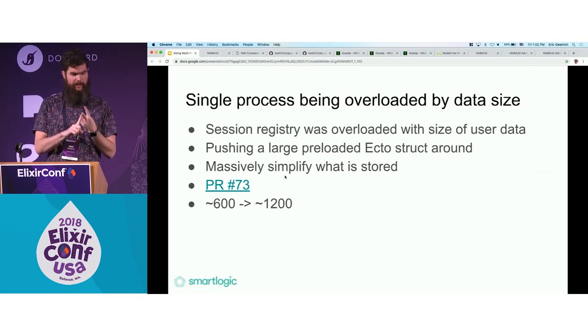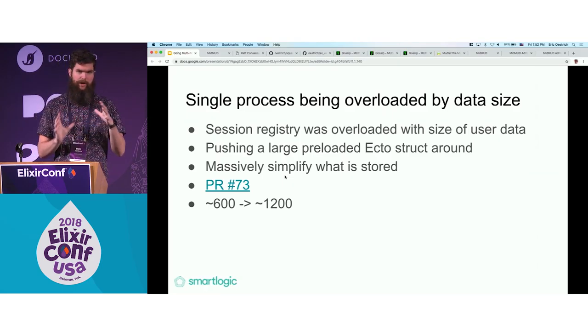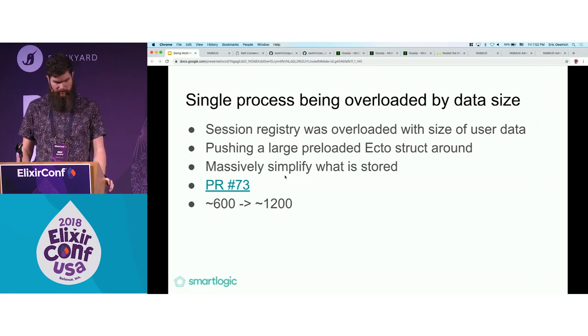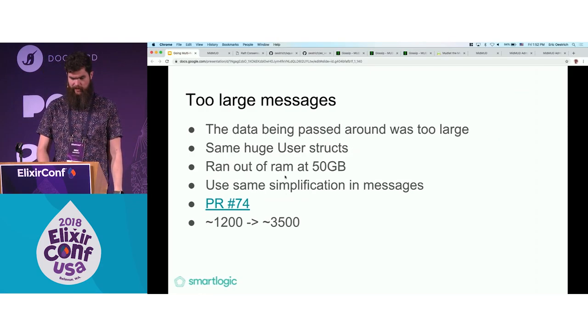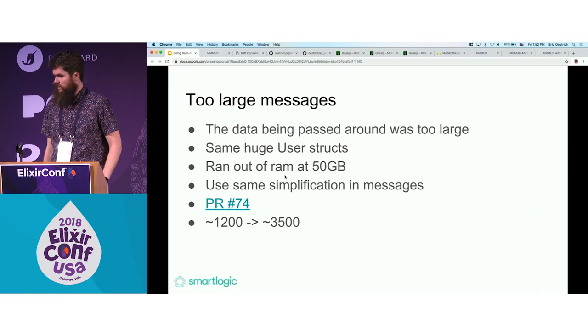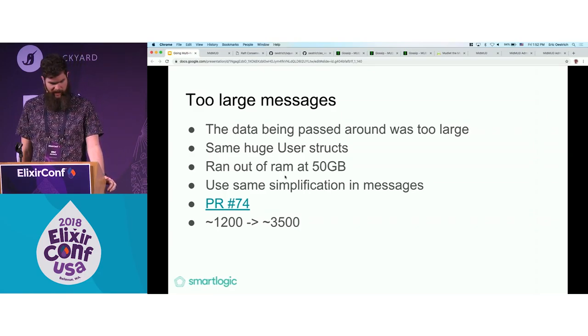Your ID, you are a user, your name, and then a small map of extra data. So it's incredibly simpler. That doubled. Now we're at 1,200 players being connected. And then the final one, which is the biggest surprise: at 1,200 players, I actually ran out of RAM at 50 gigabytes. And that's real RAM.